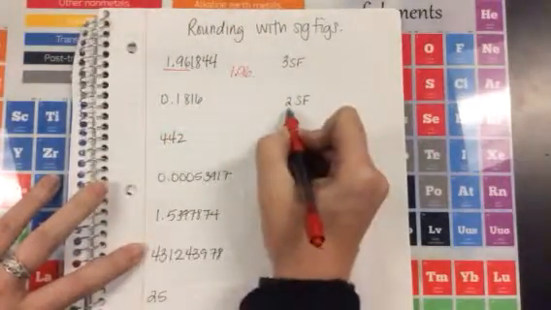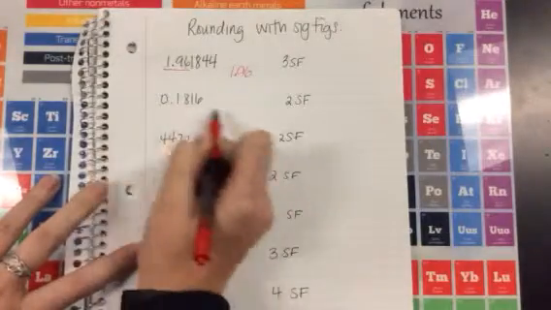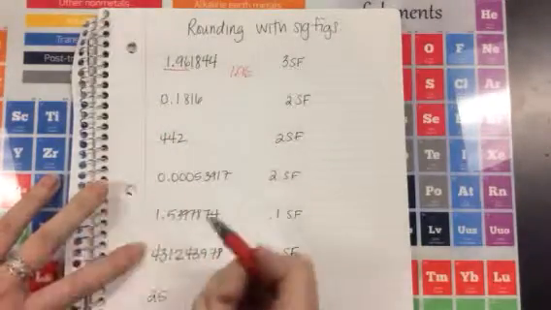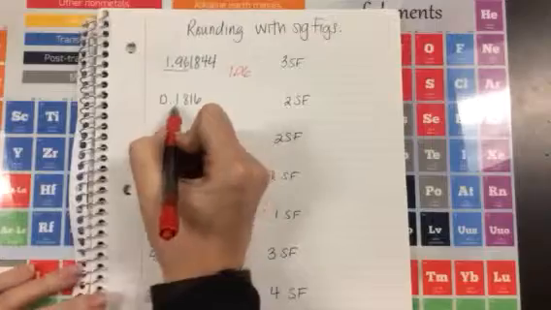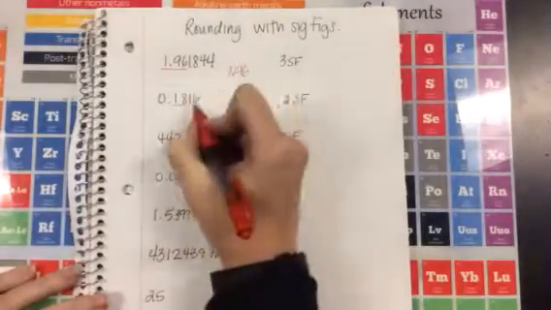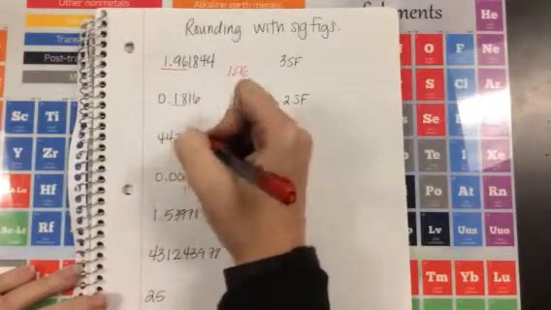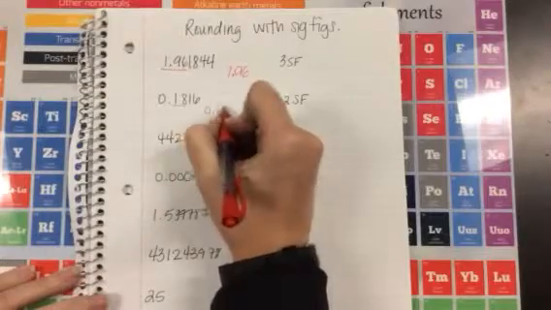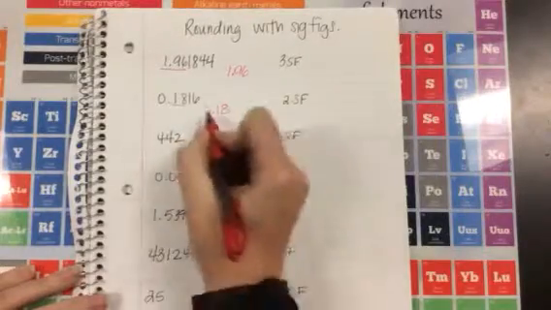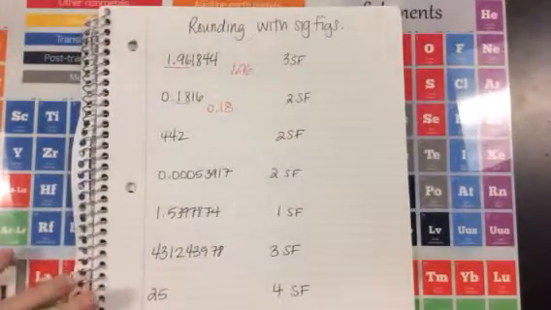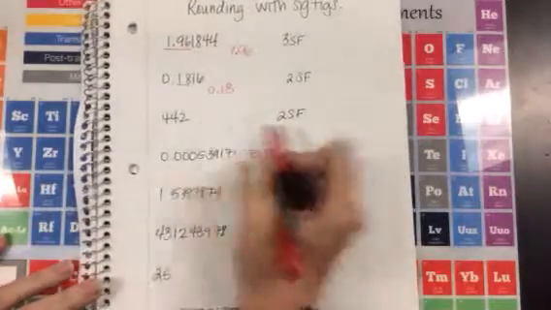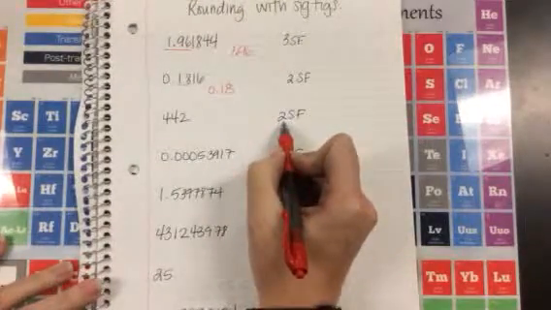With this number, we need 2 SigFigs. Again, we read from left to right. The first 2 numbers that we come to are the 1 and the 8. The 1 next door makes the 8 stay the same. So 2 SigFigs would be 0.18. Zeros at the beginning of a number never count. With this next number, again, we need 2 SigFigs.